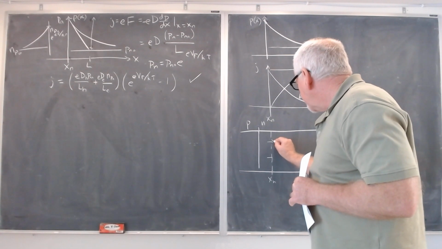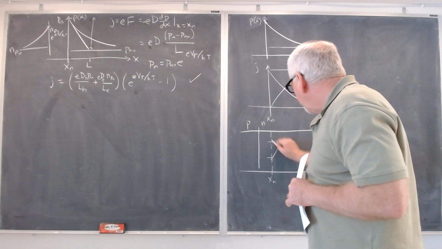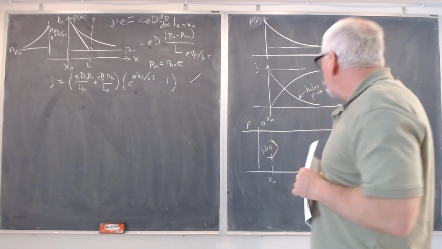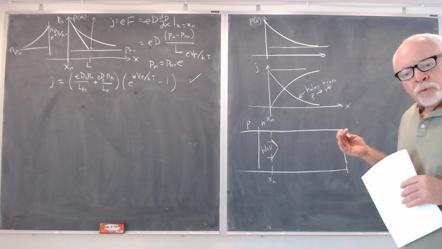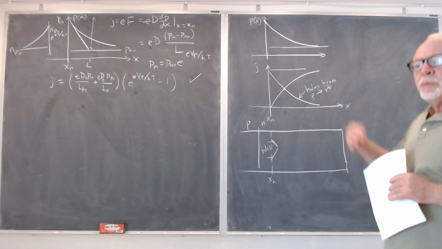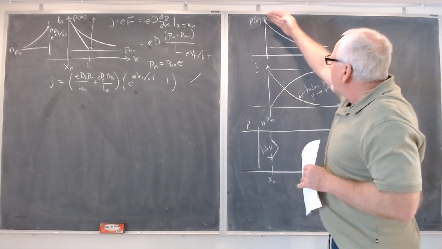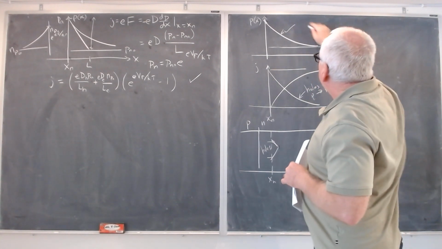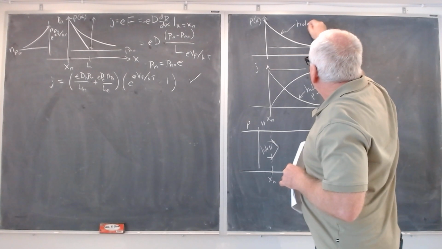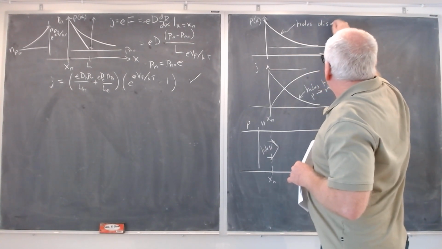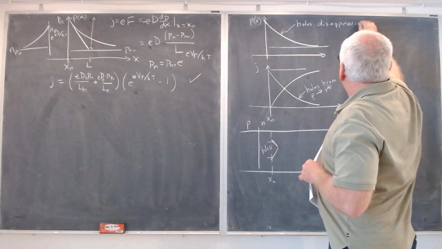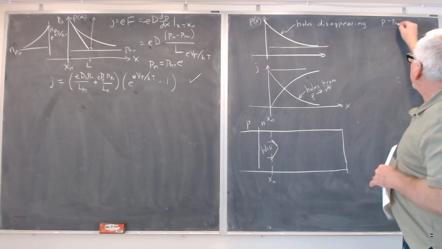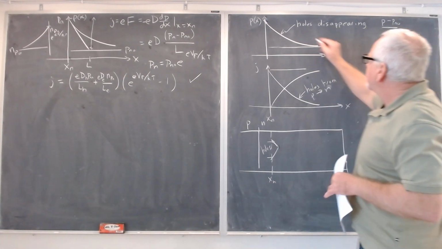Basically there's this big component of holes here. Can't draw very well. Being injected. Well, remember what the whole premise behind diffusion current was. At any given point there are holes disappearing, as P minus Pn0 over tau. And how are they disappearing? Through recombination.